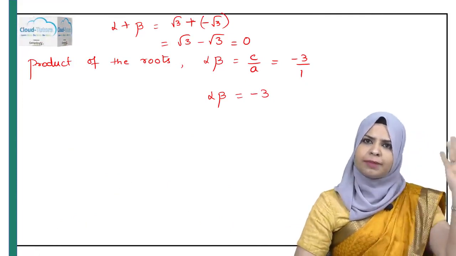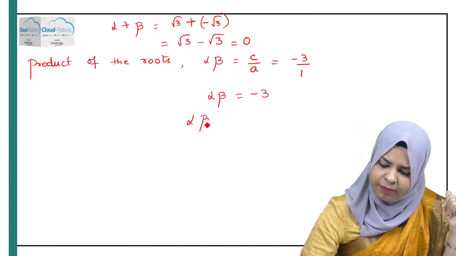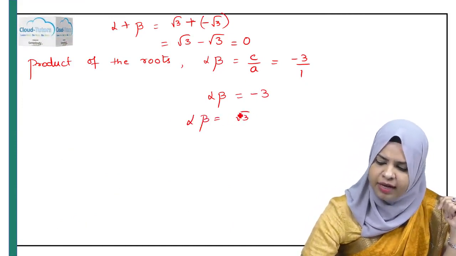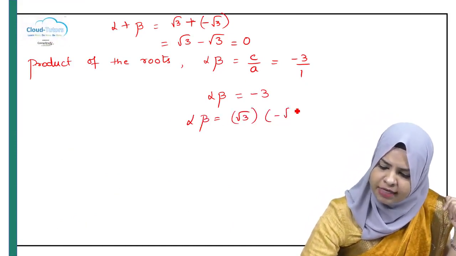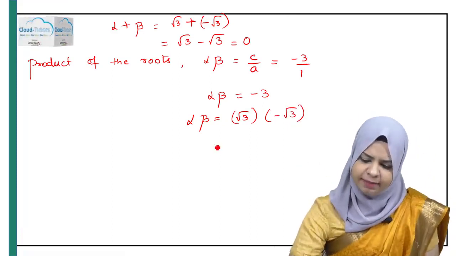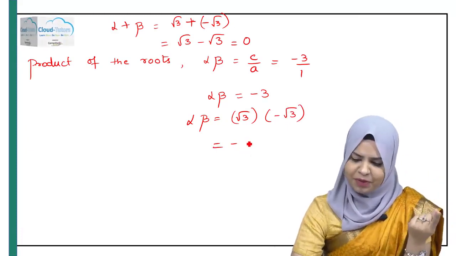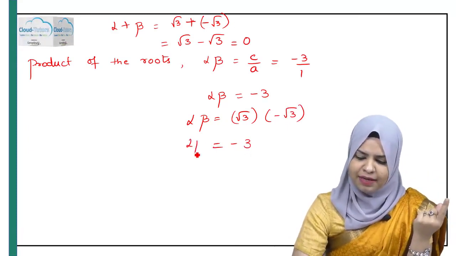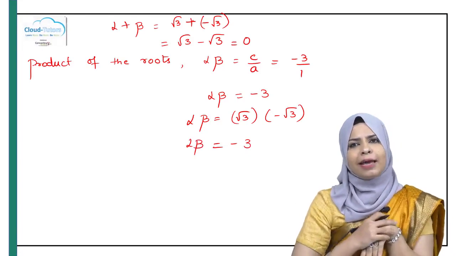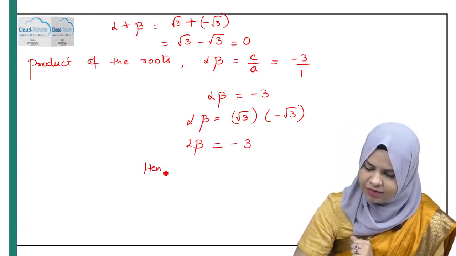Now let's substitute the values of alpha and beta. So what is the value of alpha beta? That is root 3 into minus root 3. Plus into minus is minus. We'll write the minus as it is. Root 3 into root 3 is 3. Minus 3. Hence, we are able to verify they are the same. So, I will write hence verified.